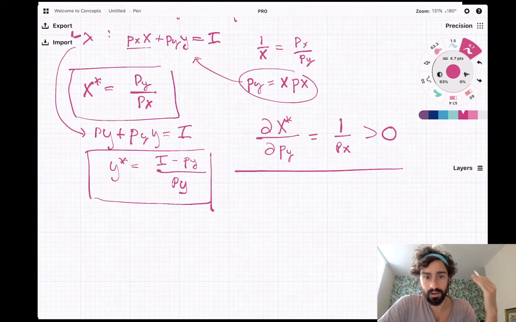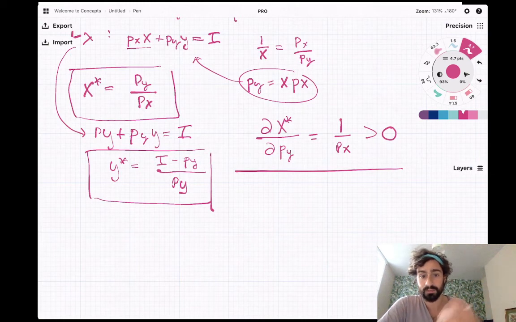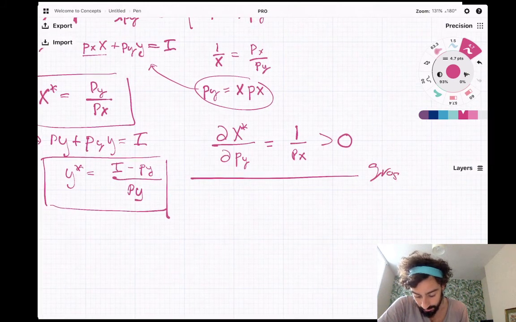Which says that they are complements, right? No, substitutes, sorry. When the price of py increases, I want to buy more x, they're substitutes, right? I'm substituting away from more expensive y to get more x. So this says gross substitutes.